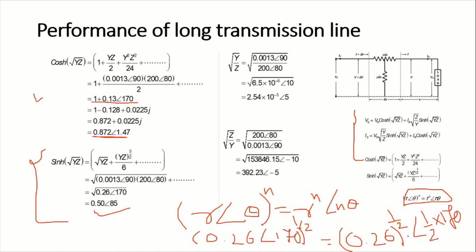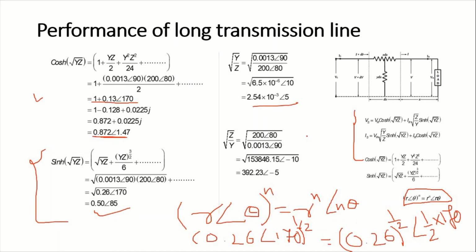Clear? So the 0.26 root is 0.50 and 170 divided by 2 is 85. In this way we get this answer, that is how to find the root in polar form. Clear? Now under root y by z, put the value of y and z and then calculate. Same way, under root z by y can be found and its value is 392.23, angle is 5.